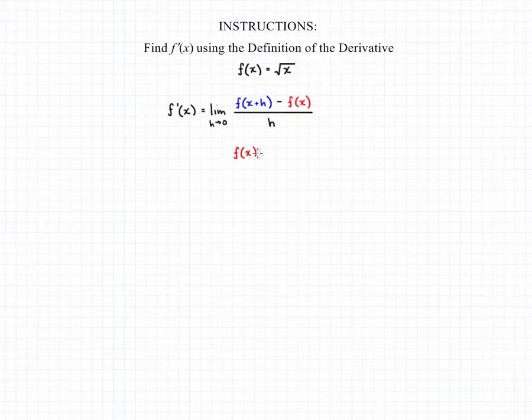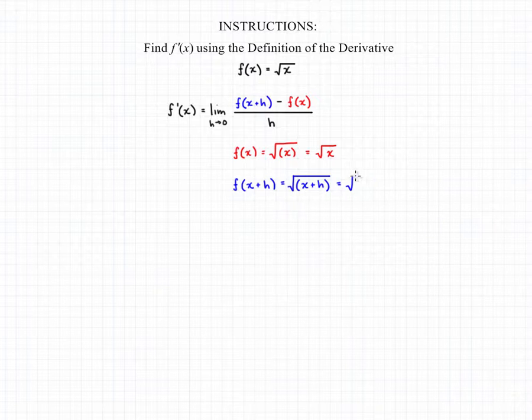So f of x in this case is going to be the square root of x. f of x plus h is going to be that square root, but now with the quantity x plus h inside, so the square root of x plus h. Now that we have our two pieces, we can plug them into our formula and find our derivative.